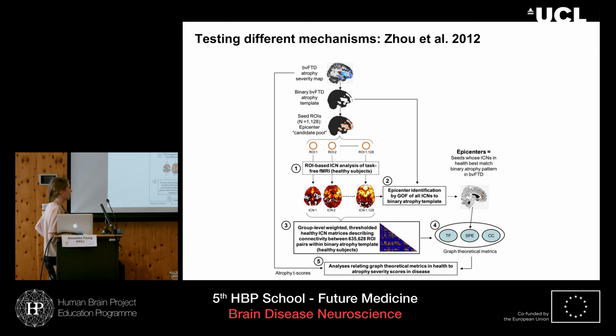This is a schematic of how this type of study is constructed. So you have different atrophy maps for particular diseases. Here the example is behavioral variant FTD. And then you're looking at connectivity in healthy subjects, and then looking at their graph theoretic measures and comparing this with the observed atrophy pattern.